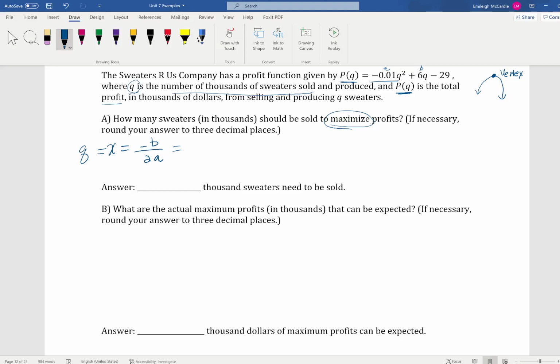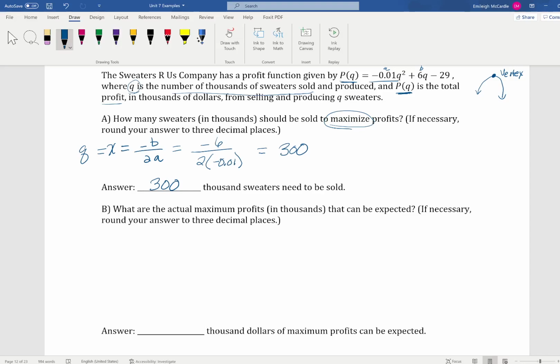So let's plug that in to figure out Q, how many sweaters we need to produce. Okay, so we've got minus 6 divided by 2 times negative 0.01. Okay, be careful with your negative signs. When you plug this in, you end up getting 300. So we have 300, and again, 300,000 sweaters that need to be sold.